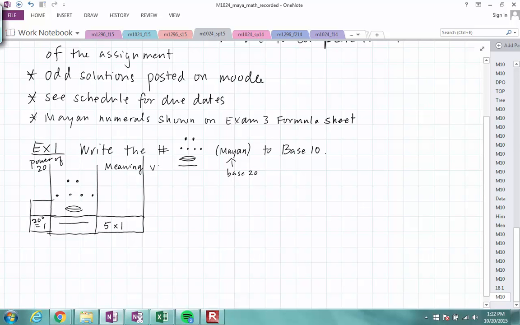So the value here is going to be the answer to that little multiplication problem, which is representing, again, the place value times the symbol or digit that's given.